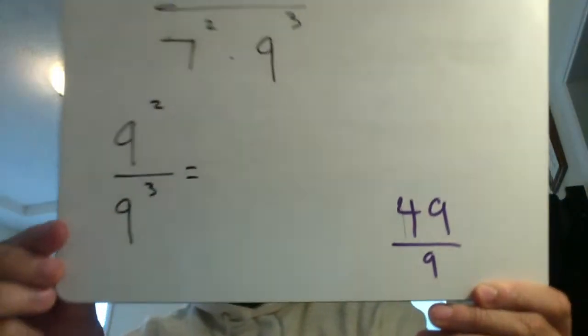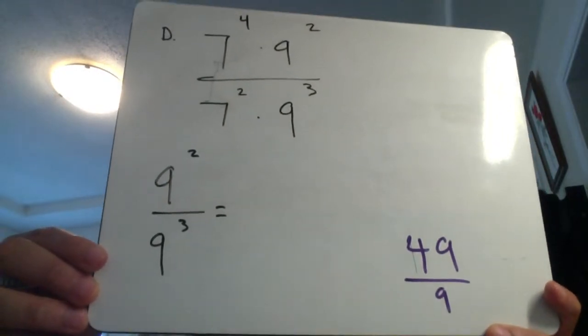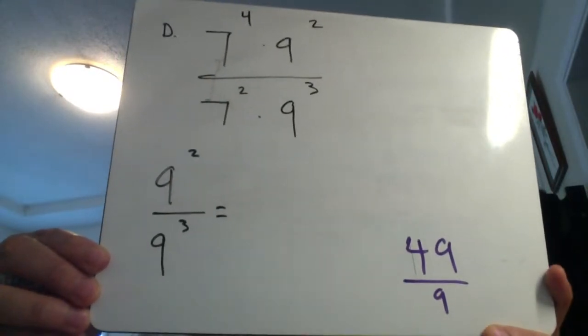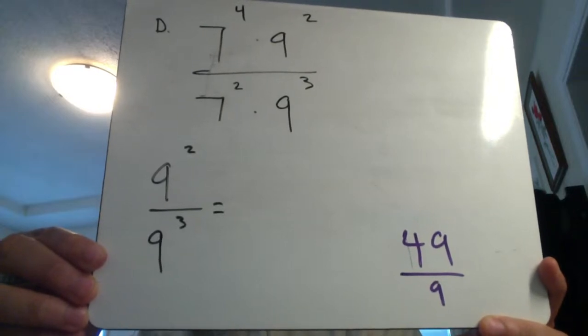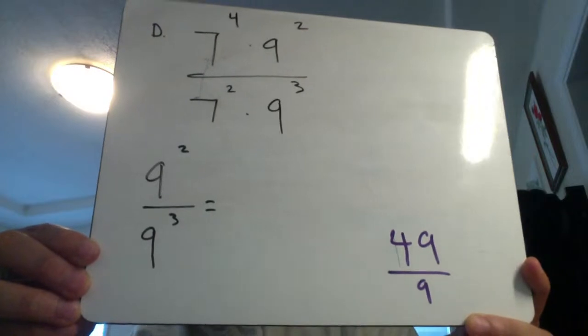Let's look at our terms for 9. So if you have 9 squared over 9 to the third power, like that, can anyone tell me what I would get when I do 9 squared over 9 to the third?